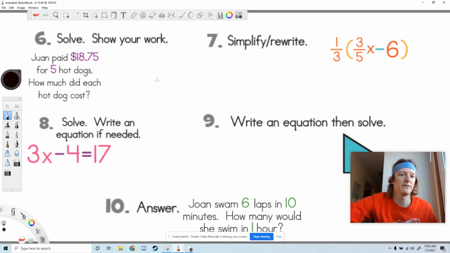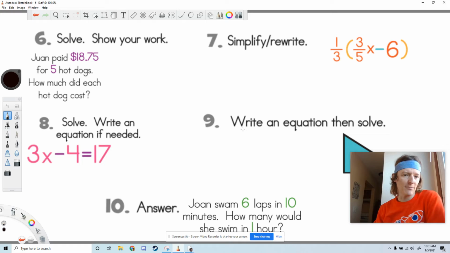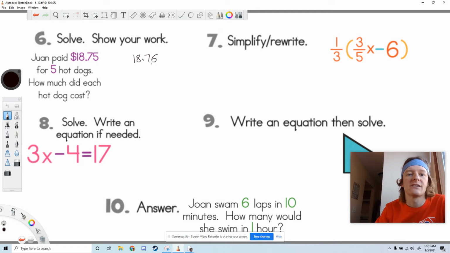Number 6, Juan paid $18.75 for 5 hot dogs. How much did each hot dog cost? So here we have a total of $18.75 for a total of 6 hot dogs.